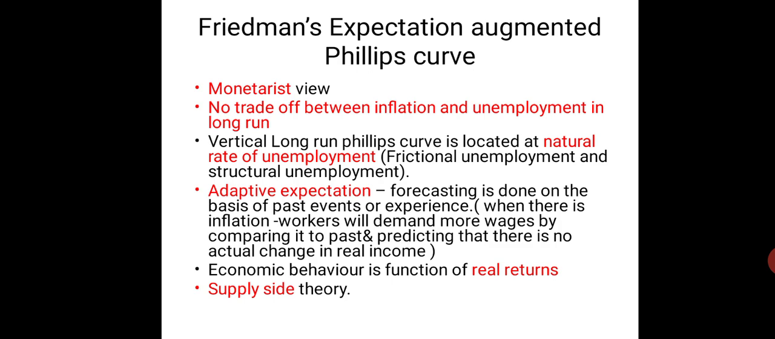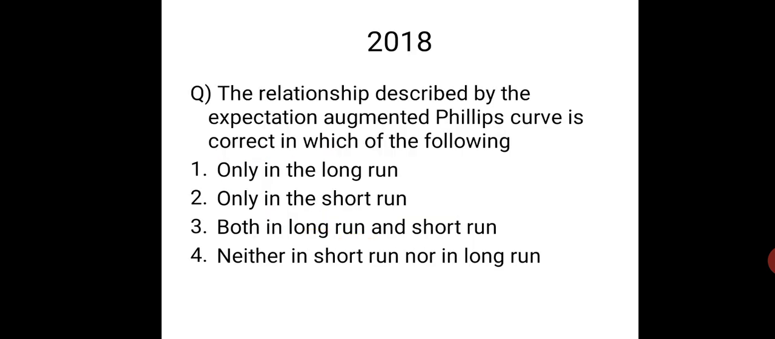When it comes to the monetarist view, Friedman's expectation augmented Phillips curve, he said that it's a long-run Phillips curve where there is no trade-off between inflation and unemployment. So the answer has to be 1, that is, only in the long run. Expectation augmented Phillips curve is a long-run Phillips curve. If they are just mentioning Phillips curve, they are actually indicating AW Phillips curve, the short-run Phillips curve. Okay.